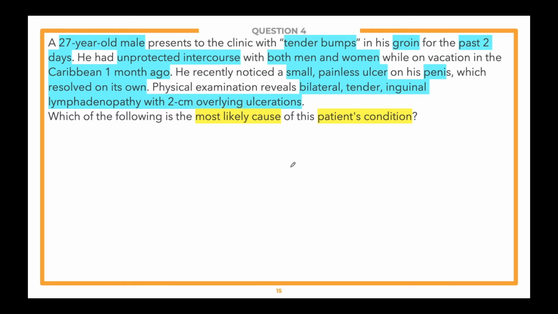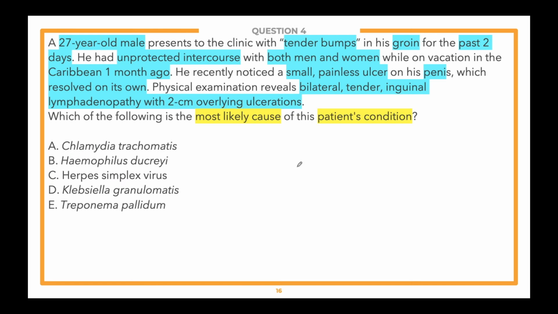Now in this question, they're specifically asking us about the most likely cause of this condition. So I think we've got a nice two-step question. One, we've got to figure out what the condition is, and two, what is the most likely cause of that condition? So let's take a look at those answer choices. Once again, we are going to start at the bottom and work our way up to the top. Answer choice E, Treponema pallidum. D, Klebsiella granulomatis. C, herpes simplex virus. B, Haemophilus ducreyi. And A, Chlamydia trachomatis.